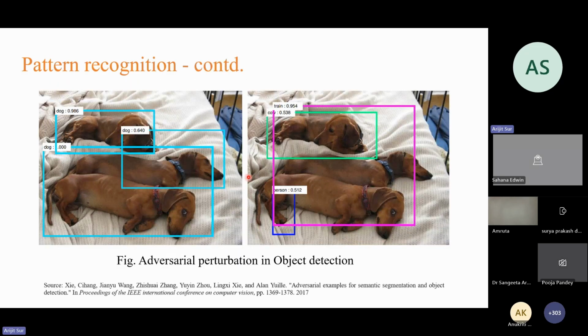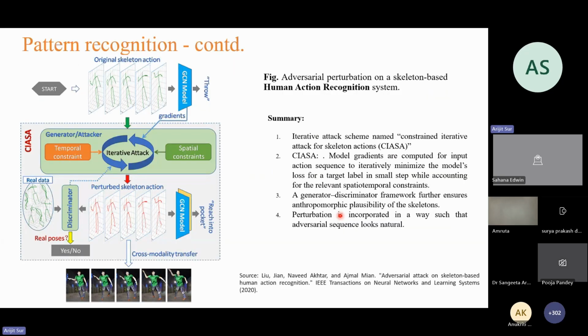Now here it is even much more severe. You can see this is an object detection algorithm. This is when there is no perturbation, so every dog is detected as a dog. But here the bounding box is also wrong, and it says it is a train or a person or something like that. So this happened. I'm not going to discuss everything.